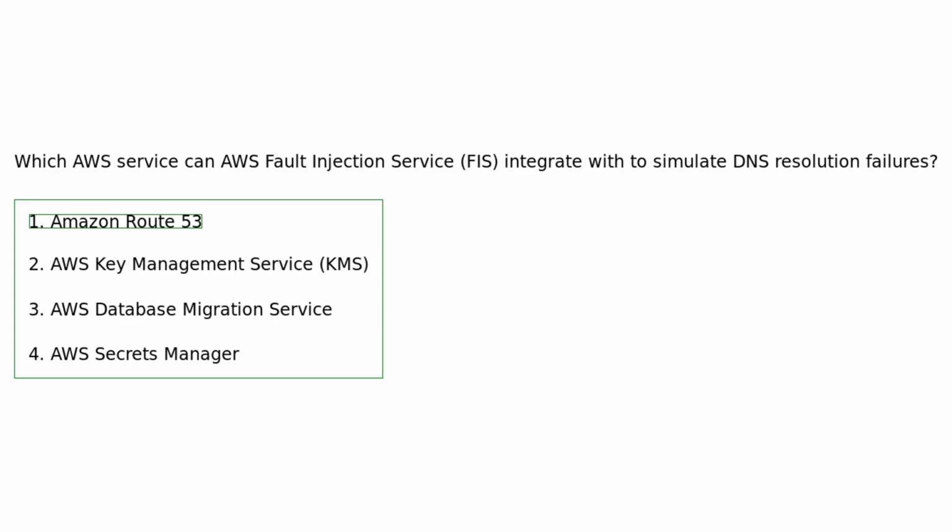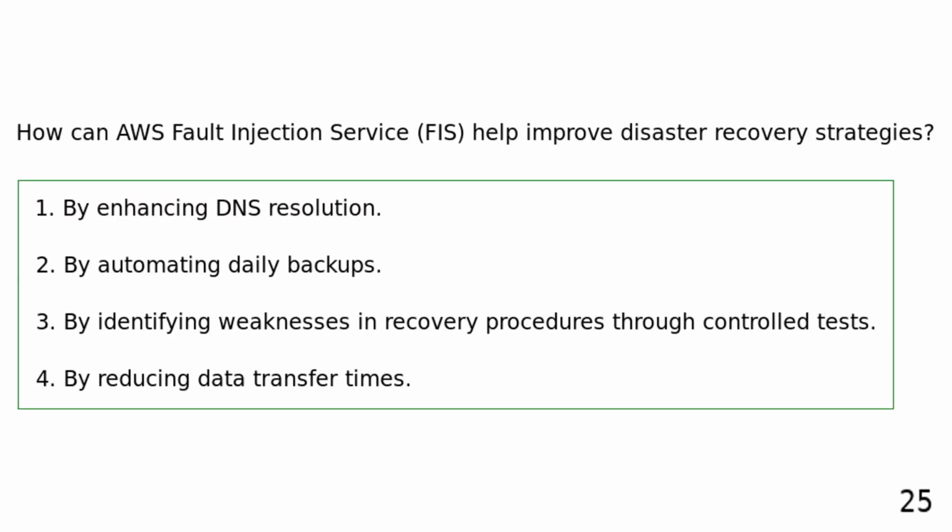AWS Fault Injection Service can integrate with Amazon Route 53 to simulate DNS resolution failures and test application resilience to DNS-related issues. How can AWS Fault Injection Service help improve disaster recovery strategies? By enhancing DNS resolution. By automating daily backups. By identifying weaknesses in recovery procedures through controlled tests. By reducing data transfer times.